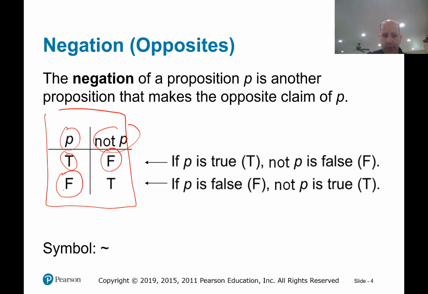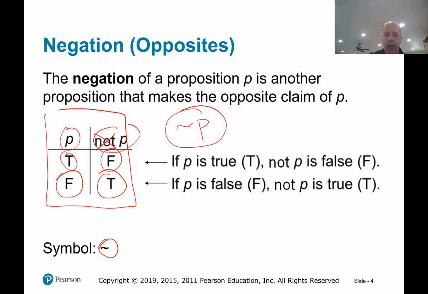And if P is false, then not P would be true. That's how negation works. Okay. Now the symbol for not P, or the negation, we wouldn't use the word not. We would use the symbol, the tilde. So we would say tilde P for not P. So get used to writing the tilde with the P for a negation.